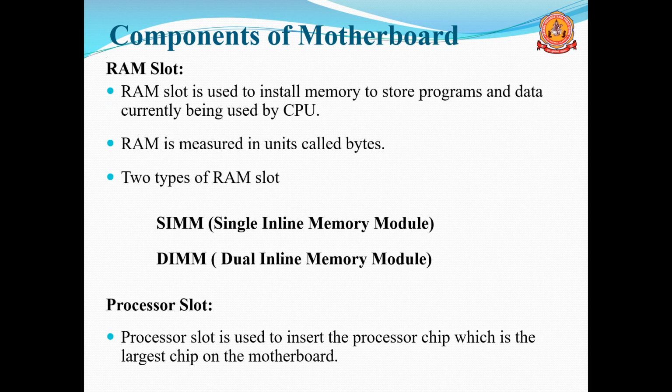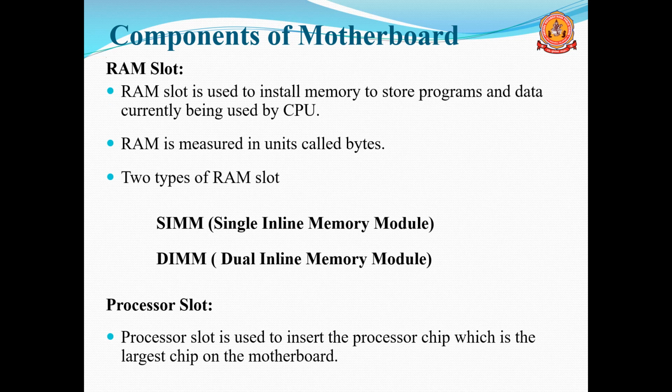Next one is RAM slot. RAM slot is used to install memory to store the program data currently being used by the CPU. Whenever you are going to execute some program, at that time you have to store the data temporarily. So for that purpose RAM is used.